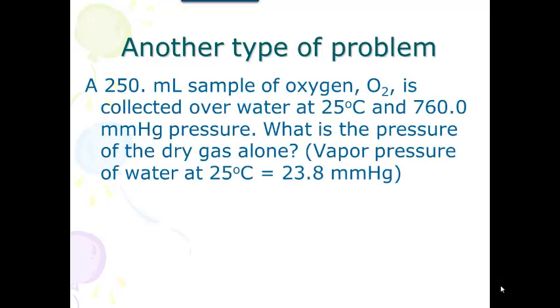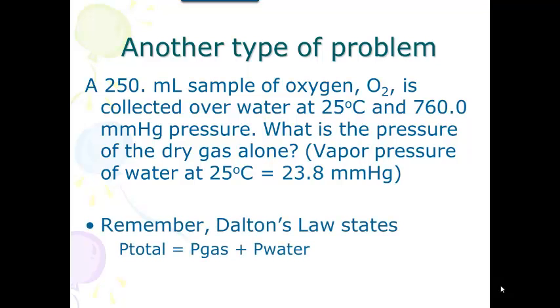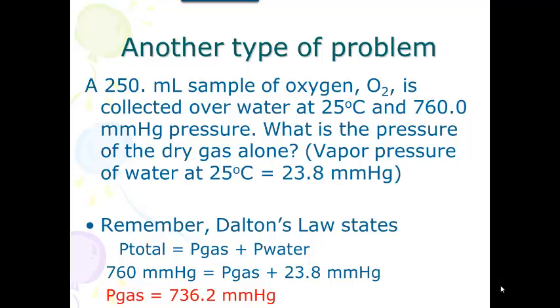In this problem, we're not looking at a scuba tank, but we're looking at oxygen that's collected over water at 25 degrees Celsius and 760 millimeters of mercury pressure. The formula here is going to be the total pressure is equal to the partial pressure of that oxygen gas plus the vapor pressure of the water. You're given the vapor pressure of the water, so we're going to substitute that in, and I know the total pressure is 760 millimeters of mercury. Again, this formula is very simple. You're just adding and subtracting to rearrange it and get the partial pressure of that gas by itself. 760 millimeters of mercury minus 23.8 millimeters of mercury will give you a partial pressure of the oxygen here of 736.2 millimeters of mercury. And that's Dalton's law.